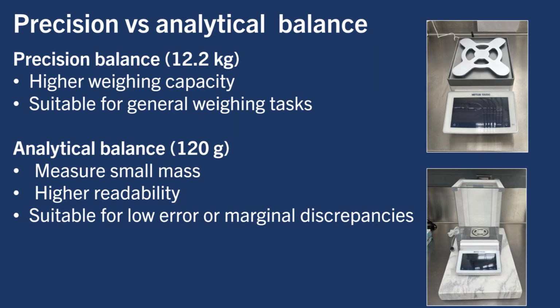Between the scales, the precision balance is better suited for weighing larger sized and heavier samples due to its high maximum capacity of 12.2 kilograms, and better suited for general weighing tasks because of its versatility and ability to handle a wide range of sample weights while maintaining moderate precision.